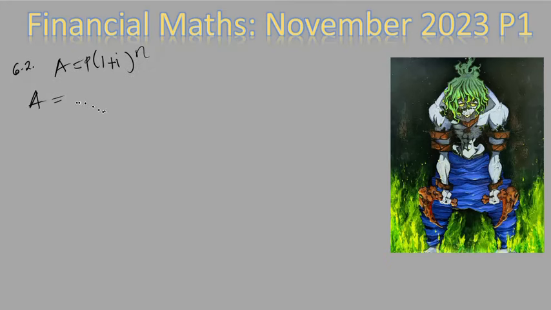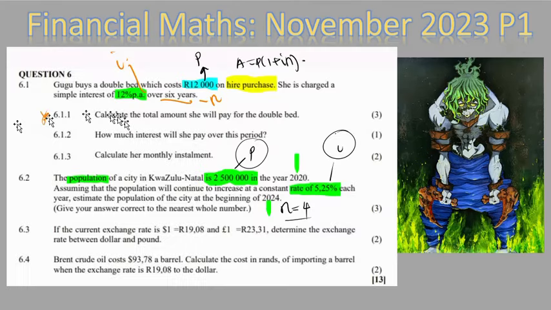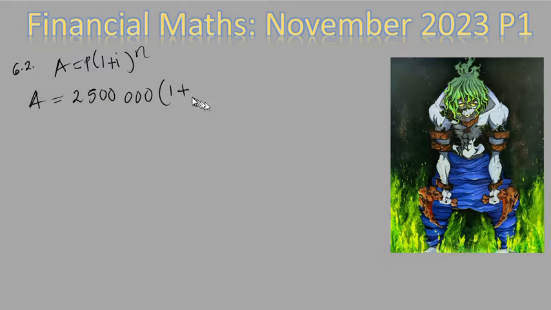Right? 2.5 million. Some of us don't know how to call this number without using the weight points. 2,500,000. Is that it? Yeah, of course. And then what is our I? Our I is 5.25%.